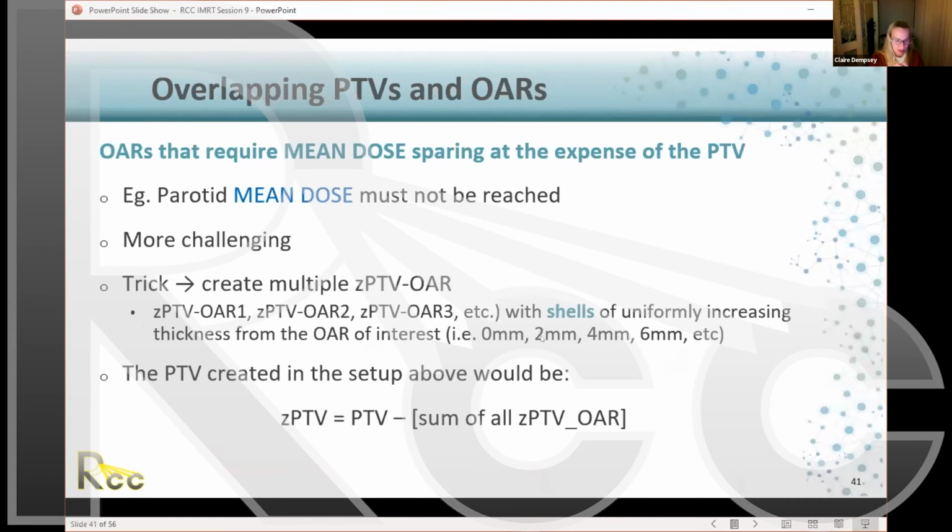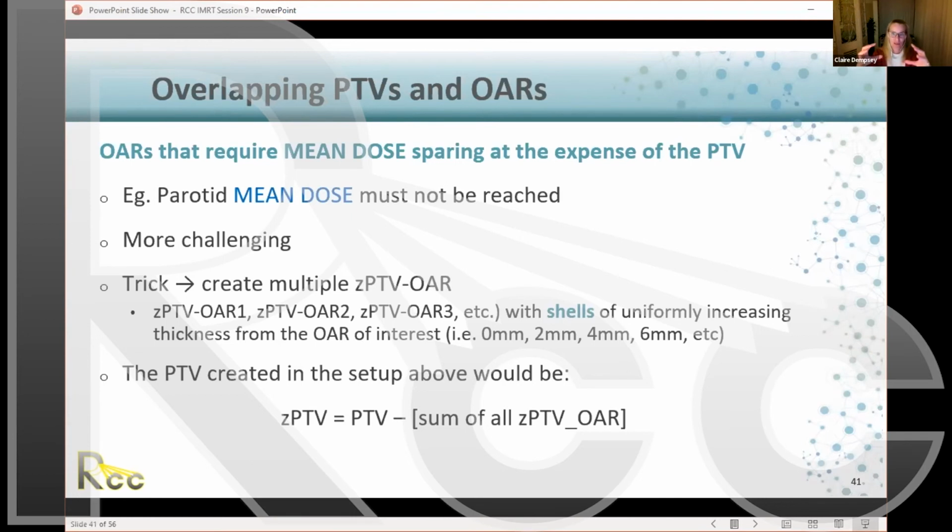A more challenging case is if you have an organ at risk where the mean dose must not be reached. So this is a little bit more challenging to do in practice. I don't tend to do it very well, so I don't even have an example. But the trick in this case is you create multiple PTVs minus organs at risk. But in this case, rather than just creating a ring around the PTV, you create shells. So a shell would be just the ring itself minus the organ at risk in the middle.